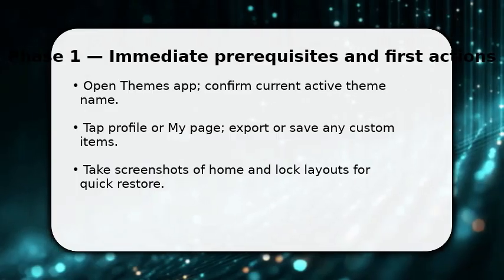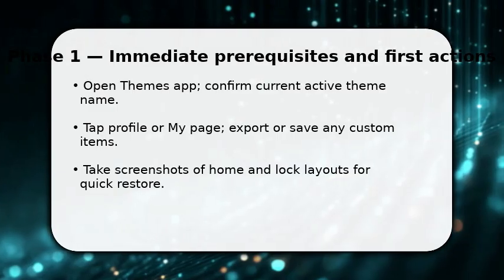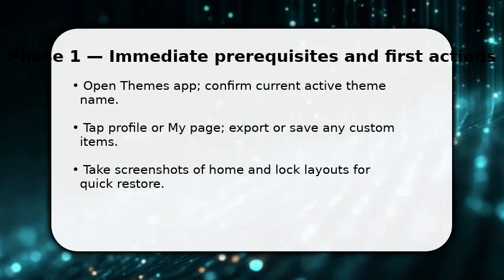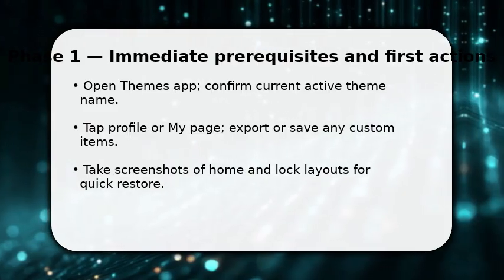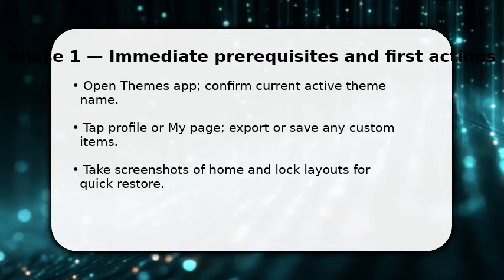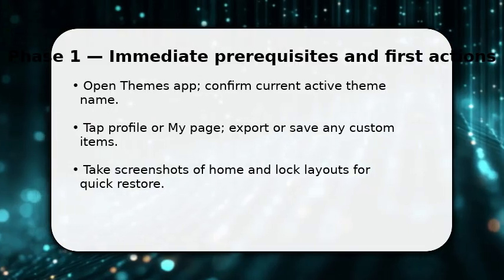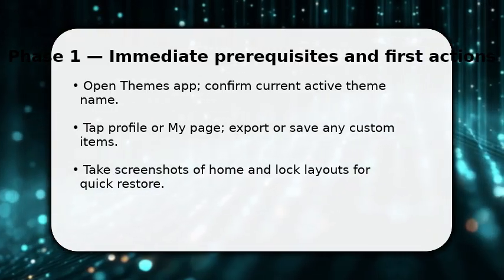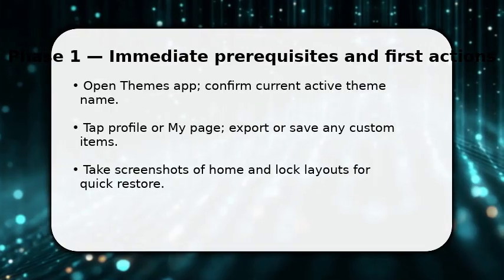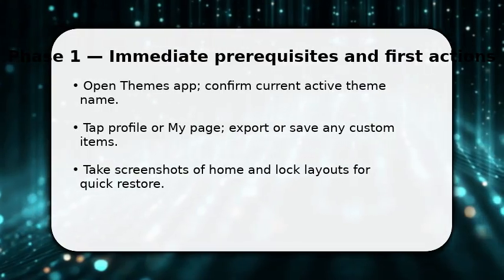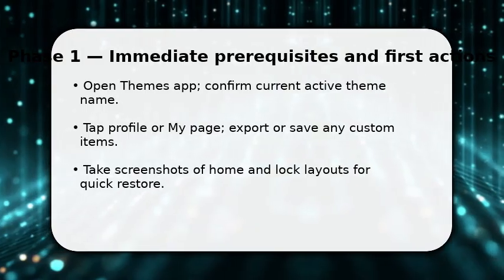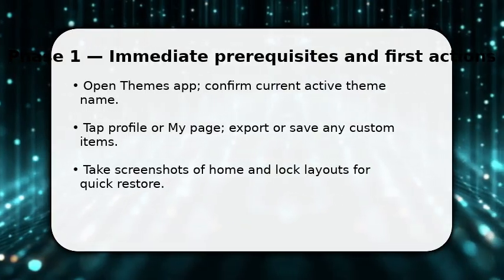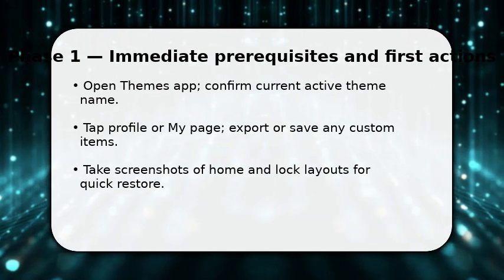You start by opening the Themes app because that is where the active package lives and you want a safe fallback. Make a quick backup, export or save custom icons, fonts, or lock screen items so you can restore them if needed. Once done, take screenshots of your home and lock layouts to recreate positions later. This avoids surprises. Now that your data is safe, move directly to disabling the theme so you can revert to the system default cleanly and without data loss.